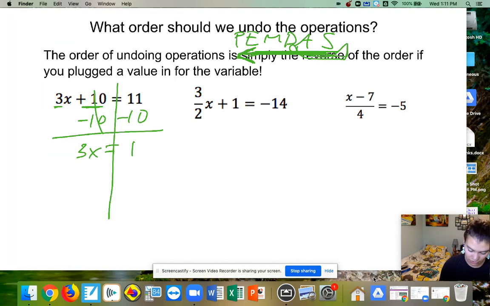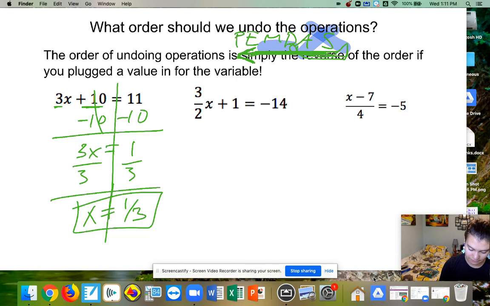So far, we did our addition and subtraction. Now we need to look for any multiplication and division. You can divide by 3 to get rid of that 3. And then x equals 1/3, and you're done.